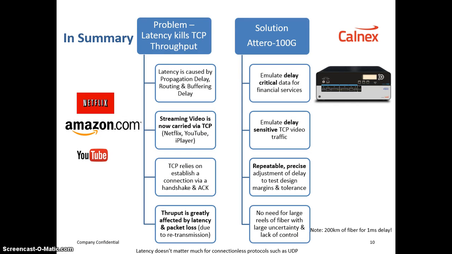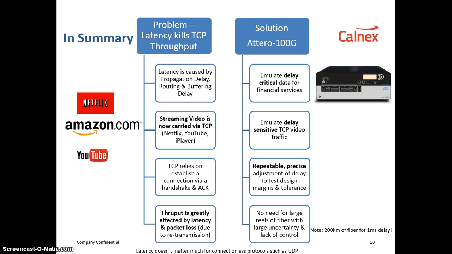So in summary, latency kills TCP throughput. It's caused by propagation delay, routing and buffering delay. Streaming videos are now carried by TCP: Netflix, YouTube, BBC iPlayer, Amazon, etc. TCP relies on establishing a connection via handshake and acknowledgement process. And throughput is greatly affected by the latency and packet loss in the line due to the retransmissions, etc.